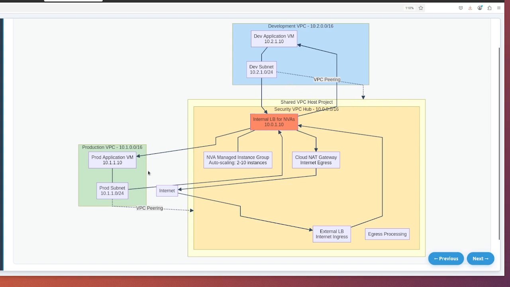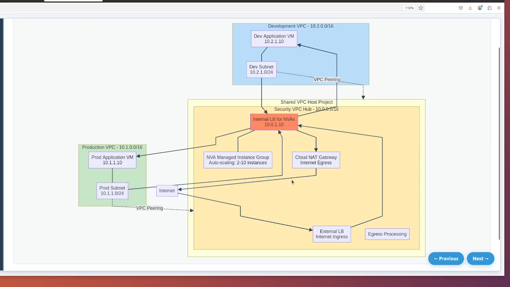The magic happens in the routing configuration. By creating custom routes in the spoke VPCs, you can force specific traffic flows to go through the hub for inspection. For example, all internet-bound traffic from the production VPC routes through the NVAs in the hub before reaching the internet. This architecture provides several critical benefits.